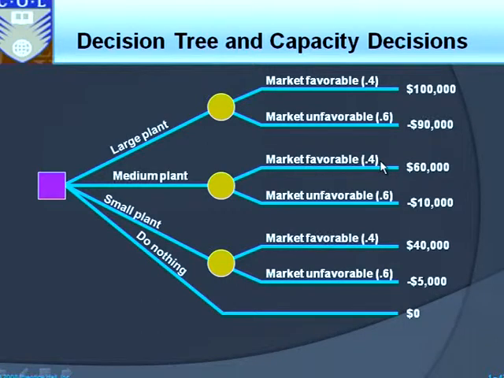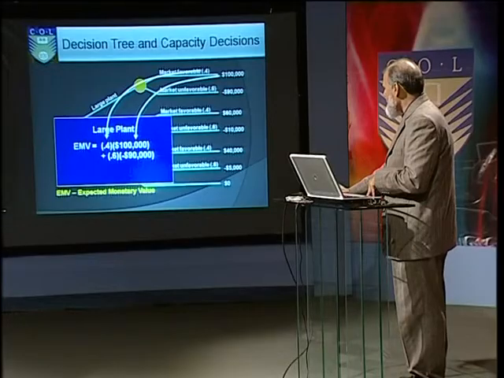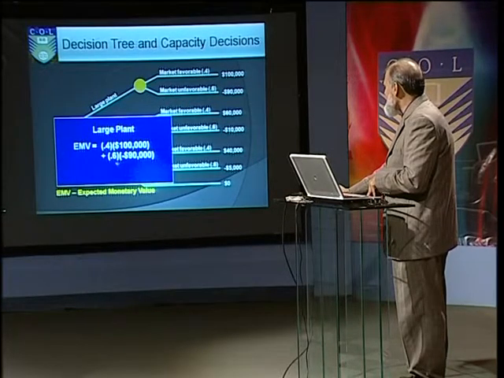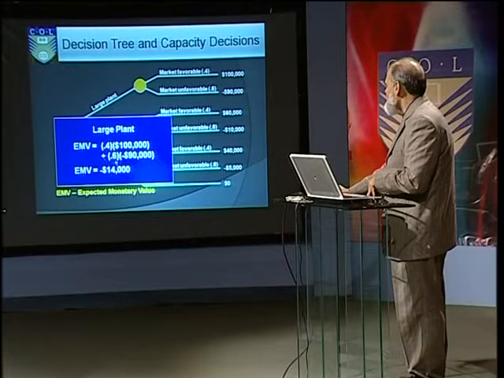90,000. In a medium plant, if the market is favorable, we make $60,000. If the market is unfavorable, we lose $10,000. In a small plant, if the market is favorable, we make $40,000 or we lose $5,000. This is what we call the decision tree analysis. EMV stands for expected monetary value. EMV for the large plant is 0.4 times 100,000 plus 0.6 times minus 90,000, which is minus 14,000. It means the expected monetary value of a large plant is negative.